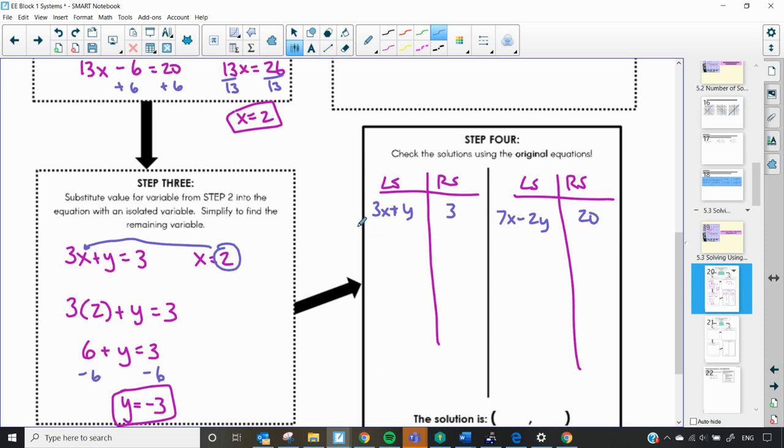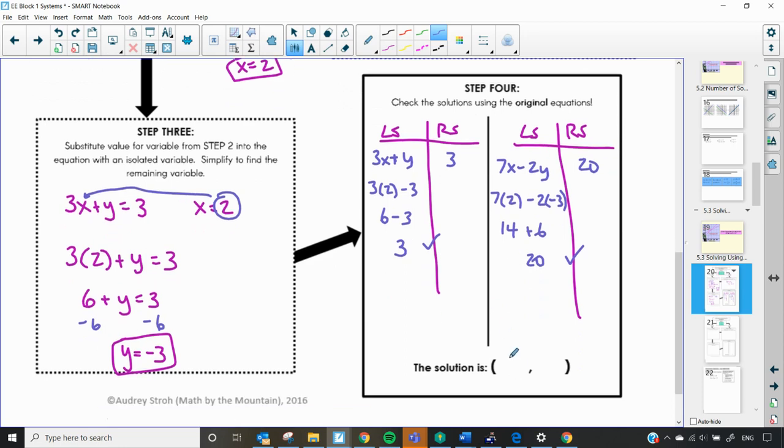So we're going to sub in what we know and see if they match. So we've got x being 2 and y being negative 3. So we're going to sub in 3 times 2 minus 3. 3 times 2 is 6, minus 3. 6 minus 3 is 3. These match. Checking the other equation, 7 times 2 minus 2 times negative 3 gives us 14 plus 6, which is 20. These also match. So since both equations match, we can write our answer down as 2, negative 3. So we write our solution often as a coordinate, just like when we were graphing.